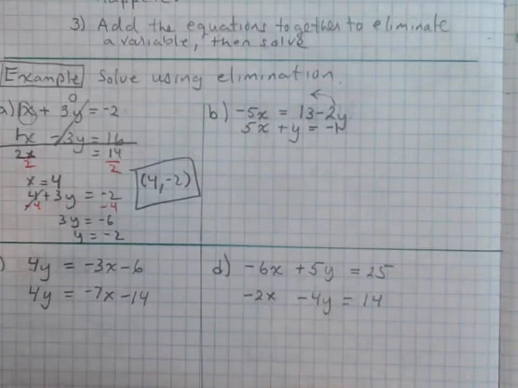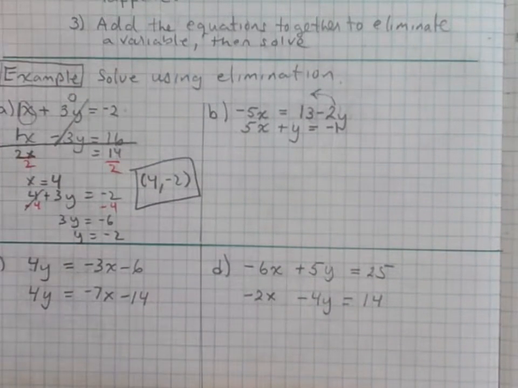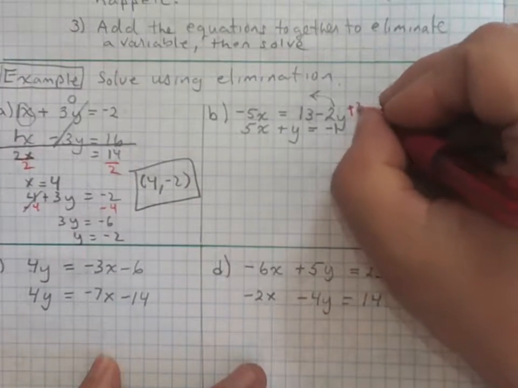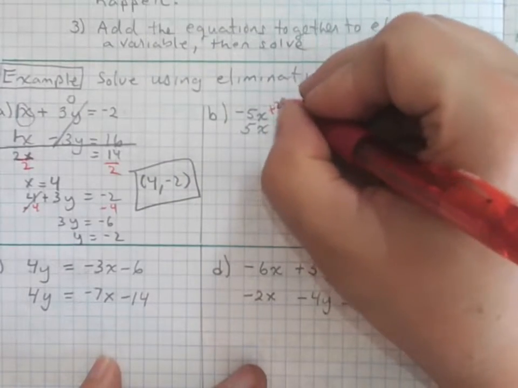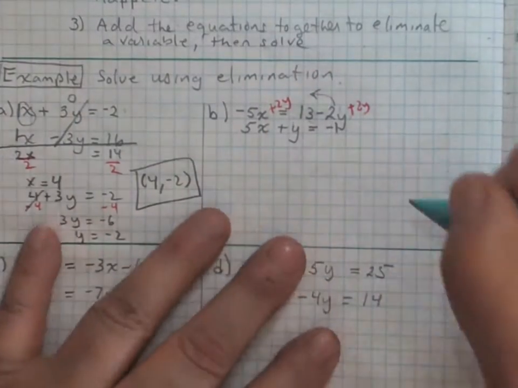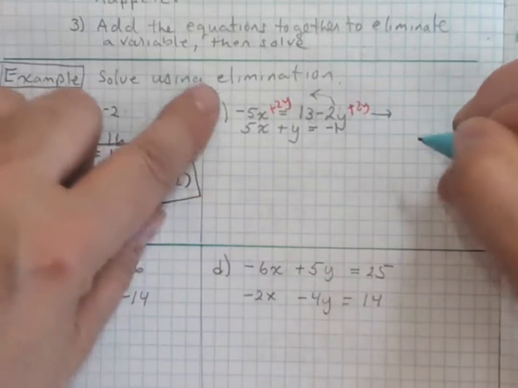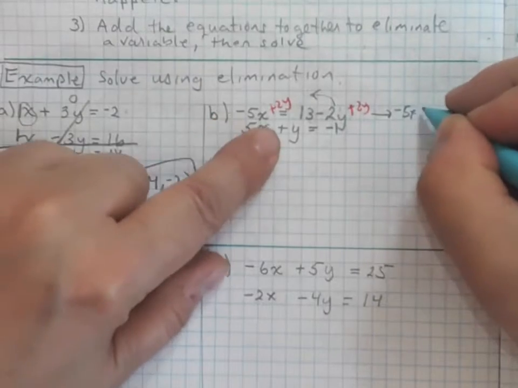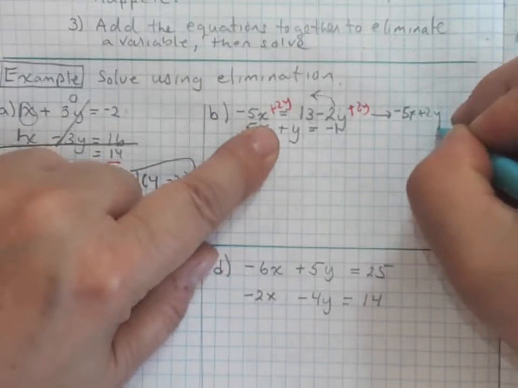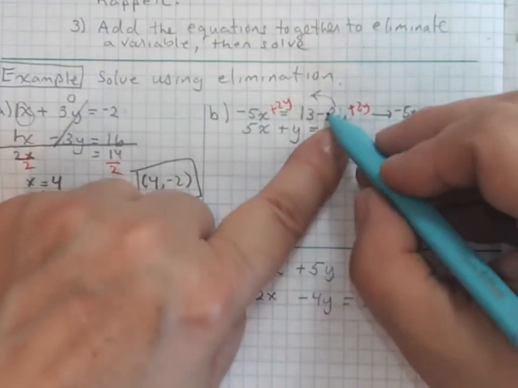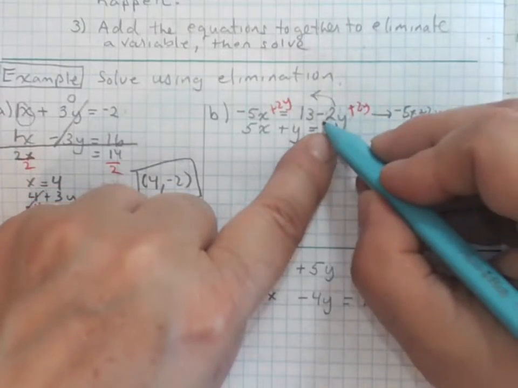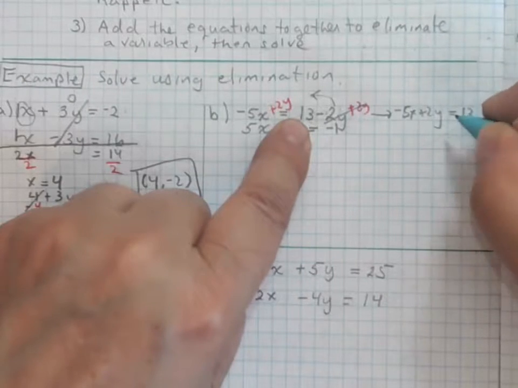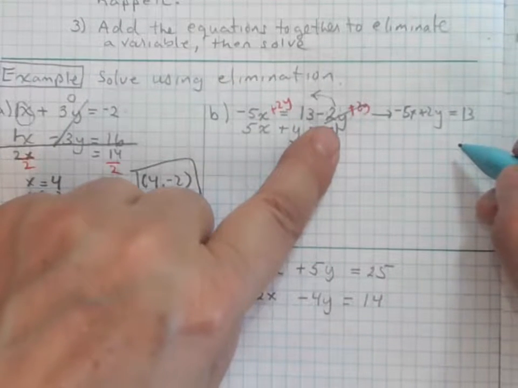So how do I do that? I'm just going to add 2y to both sides. So I'm going to add 2y here, and I'm going to add 2y on the left side. And let's rewrite. What do we have as a new equation? Negative 5x plus 2y. And then on the right side, these are opposites and they cancel, and I end up with just 13 on the right side. So now the top equation is in standard form.